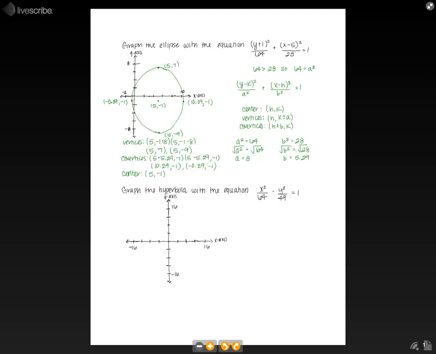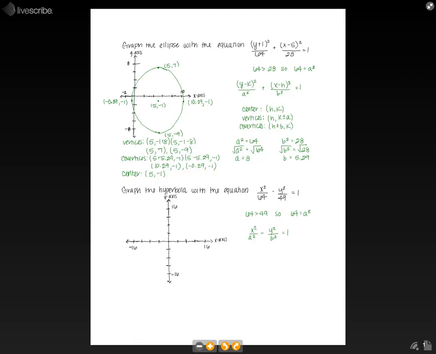The second problem says, graph the hyperbola with the equation x squared over 64 minus y squared over 49 equals 1. We start out the same way. We know that the larger denominator is going to represent a squared. We see that 64 is greater than 49, so 64 is equal to a squared. Now we know we have an equation in the form of x squared over a squared minus y squared over b squared equals 1.